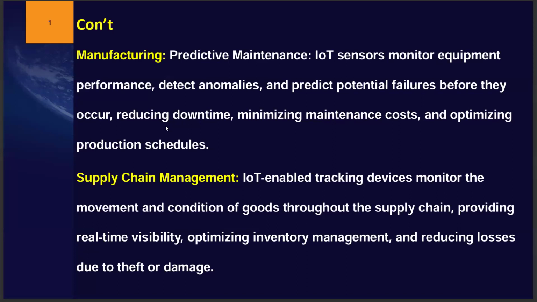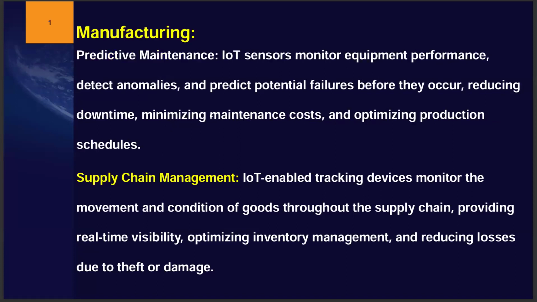Then there is also what we call supply chain management. IoT enabled tracking devices monitor the movement and conditions of goods throughout the supply chain, providing real-time visibility, optimizing inventory management, and then reducing loss due to theft or damage. So if you want to monitor your supply chain, you can use tracking devices to monitor the movement of big trailers across, within, and out of the country to avoid where people drive away with your goods. So it is also one of the good areas where we can look at it.